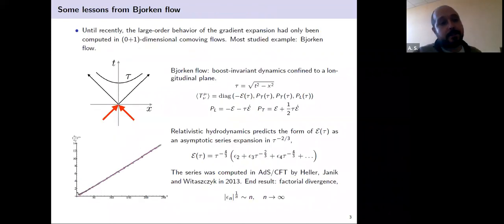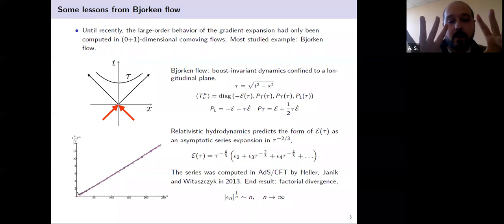And until recently, explicit studies of the large-order behavior of the gradient expansion had been restricted to specific classes of fluid flows of a comoving nature, which are effectively zero plus one dimensional. And among these comoving fluid flows, the most studied example has been Bjorken flow, due to its connection with the physics of the quark-gluon plasma.